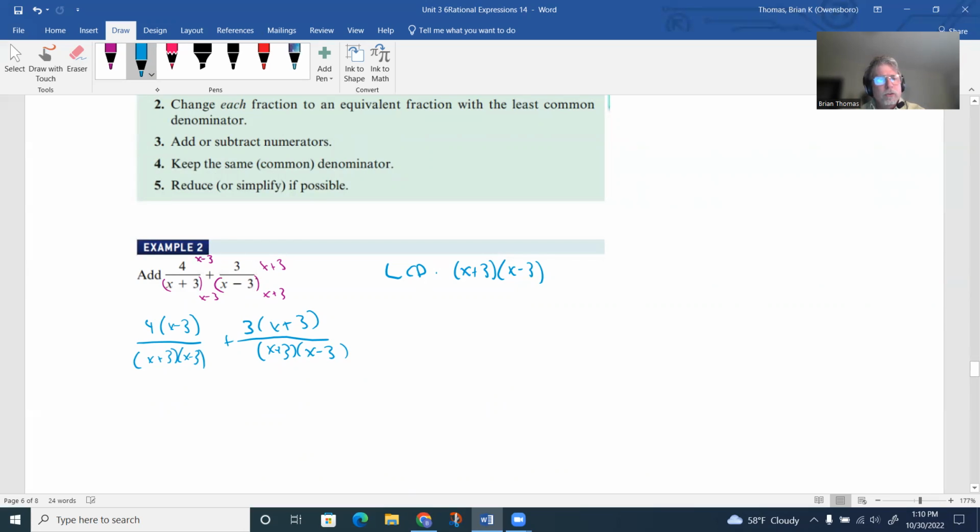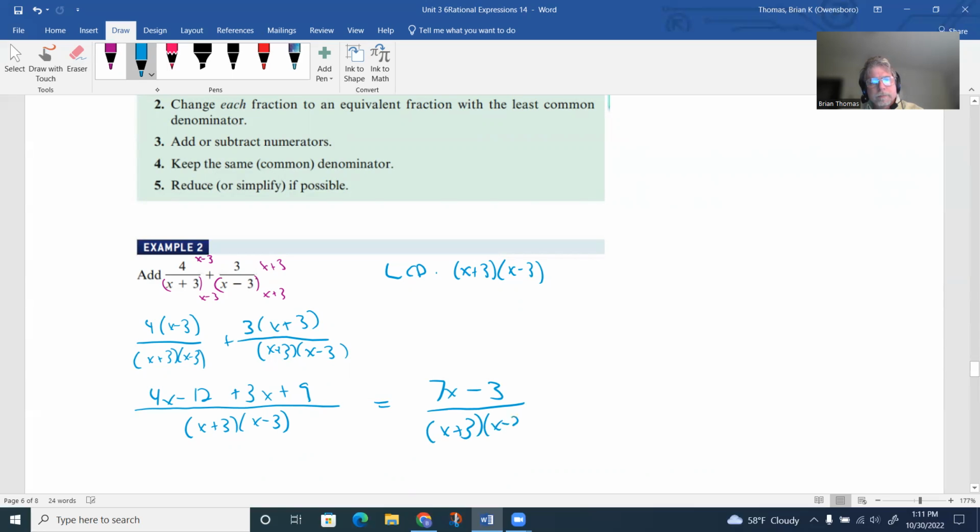So I have to multiply the 4 through and get 4x minus 12. And then expand the 3 through, so it's going to be a plus 3x plus 9. And the denominator is going to stay the same. We'll keep that denominator as x plus 3 times this x minus 3. So then if we combine like terms together, we see that this becomes 7x minus 3 over x plus 3 times this x minus 3.